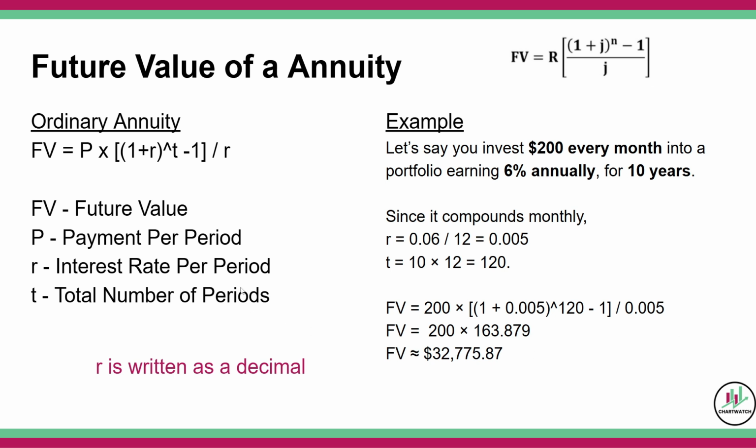So for future value of an ordinary annuity, we have future value equal to your payment per period, which is not really a present value, but it's your payment. For instance, if you have to pay $200 a month, then this would be your payment value, multiplied by ((1 plus r) to the t minus 1) over r, where r is your interest rate per period, and t is the total number of periods.